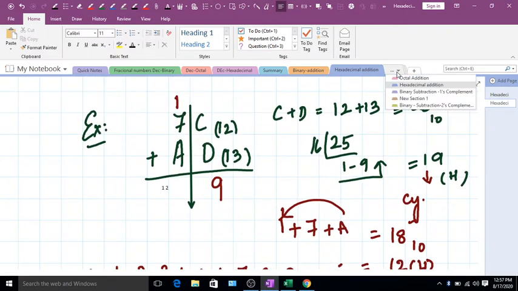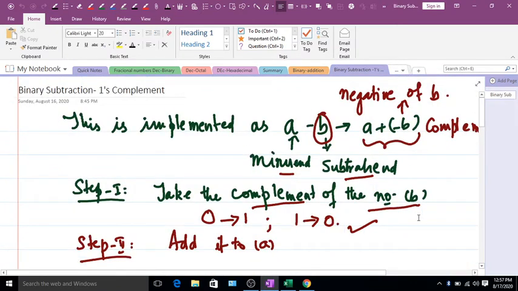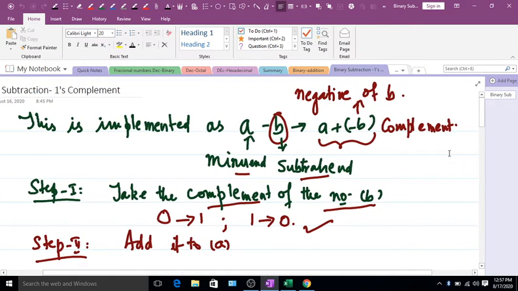Okay. Till now we were seeing what were we discussing? The addition. Now let us see the subtraction of these two numbers, binary numbers. So for this, what will you do? In computers, the subtraction is implemented as addition of a negative number. That means if you want to do A minus B, this minus B is actually a negative of B, also known as complement of B.